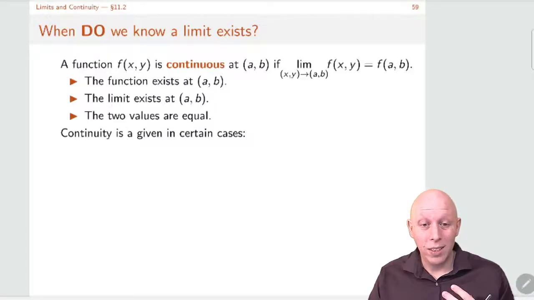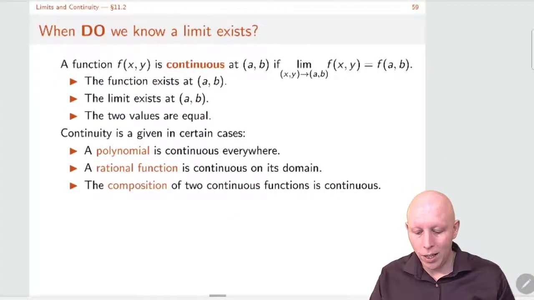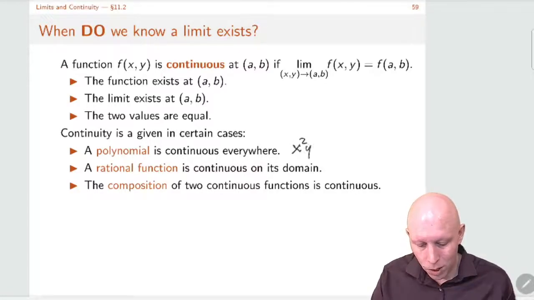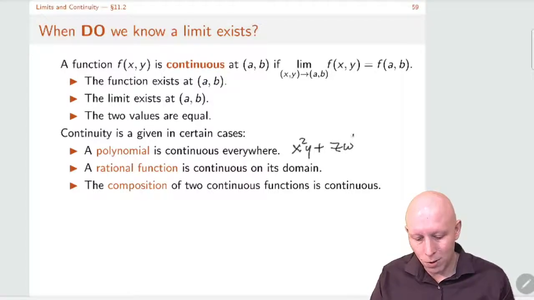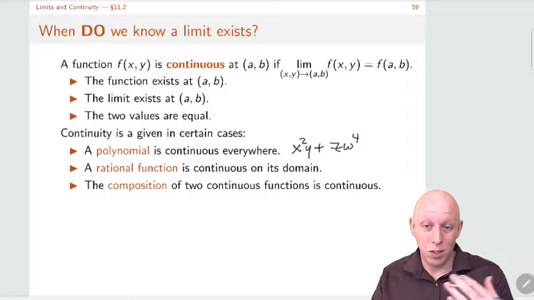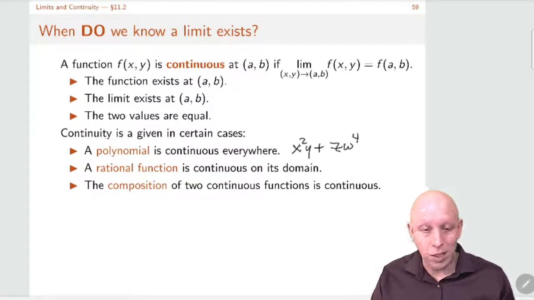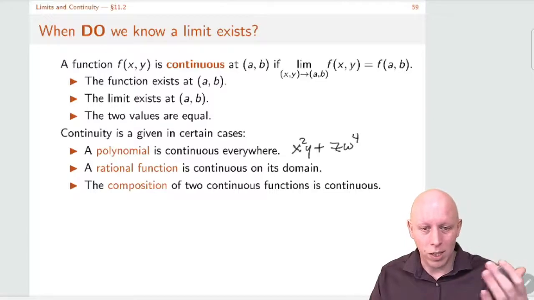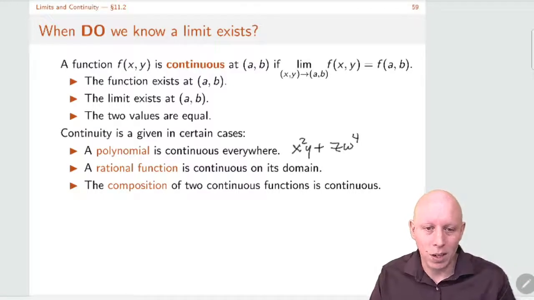So when do we have continuity? Here are some good examples. A polynomial, no matter whether it's a polynomial of just one variable or a polynomial of multiple variables, like x squared y plus zw to the fourth. This is a polynomial. It's continuous everywhere. So no matter what x, y's, z's, and w's you use to plug in, it's going to be continuous at any point.